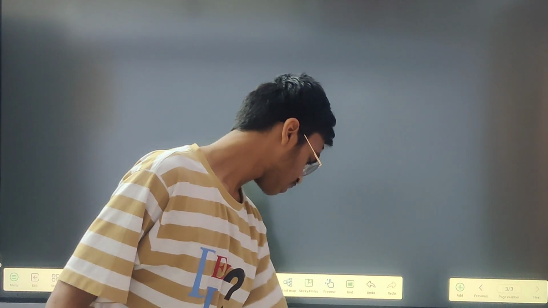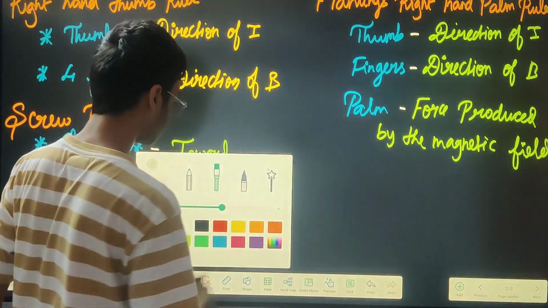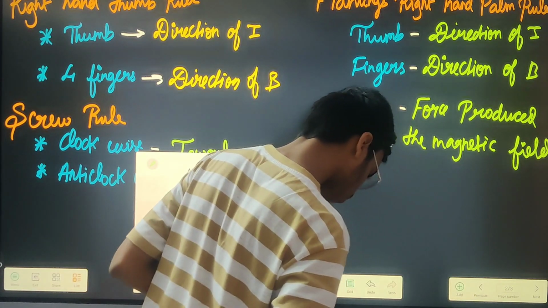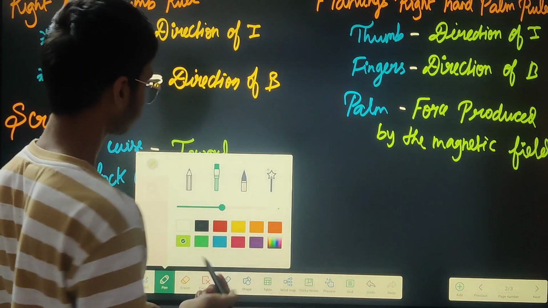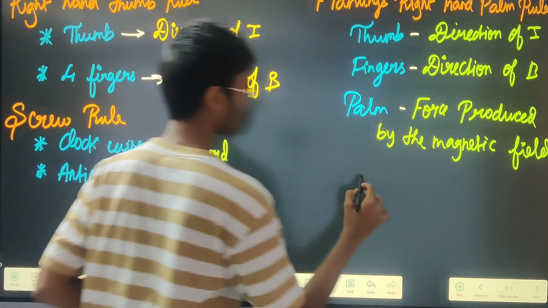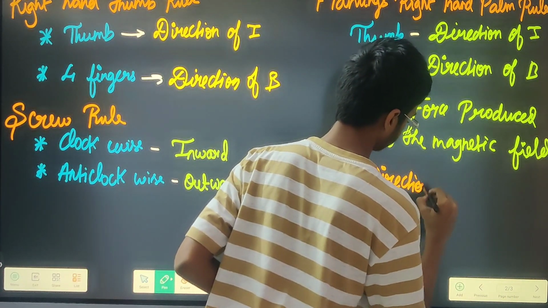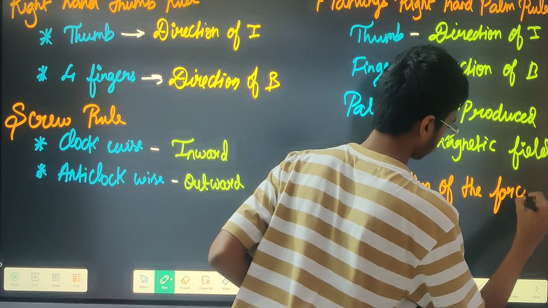Then after this, first of all, what is the purpose of this? The purpose is to determine the direction of the magnetic force, the direction of the force on the current carrying conductor in a magnetic field. So the purpose is to determine the direction of the force.